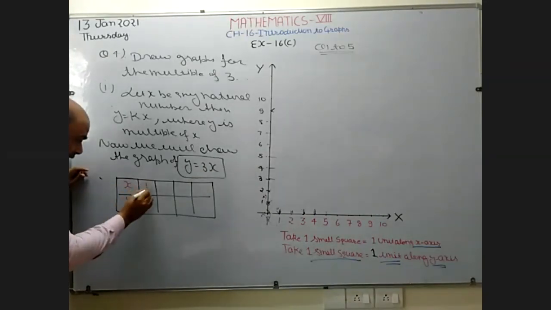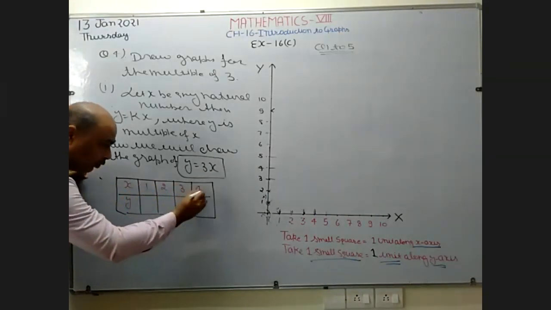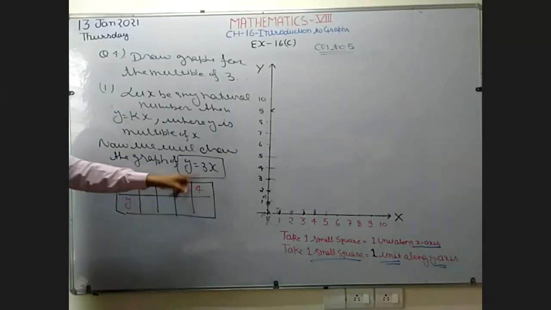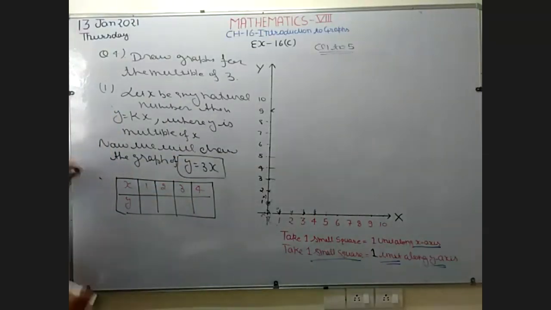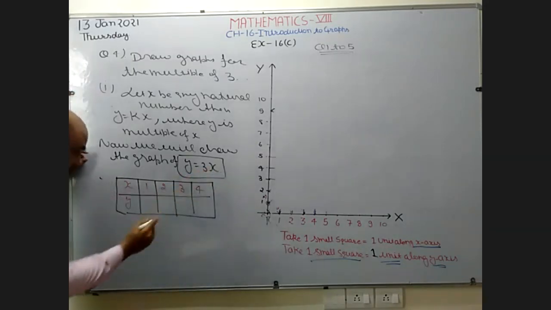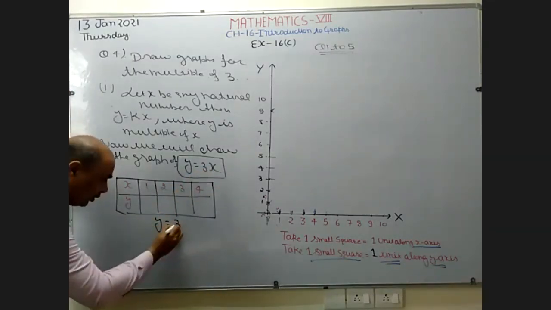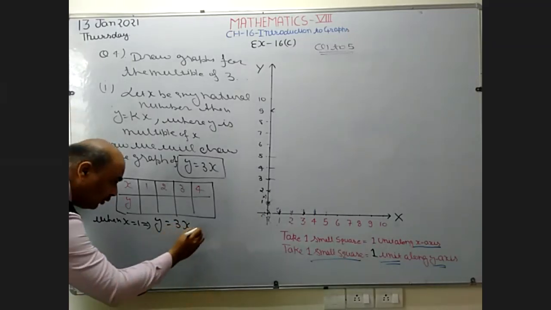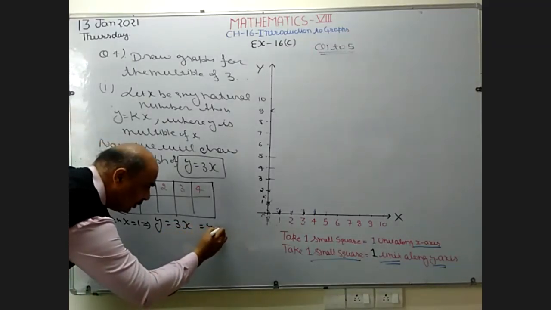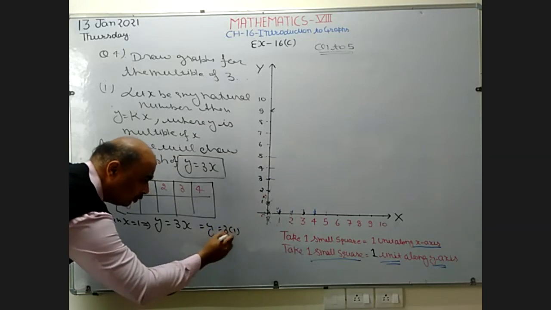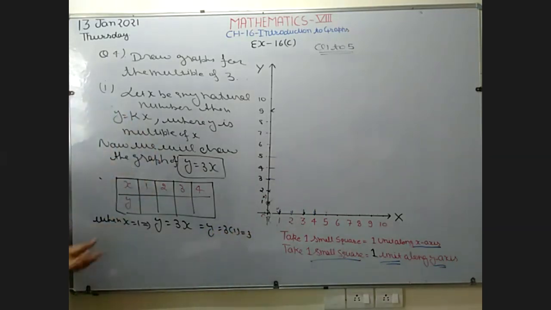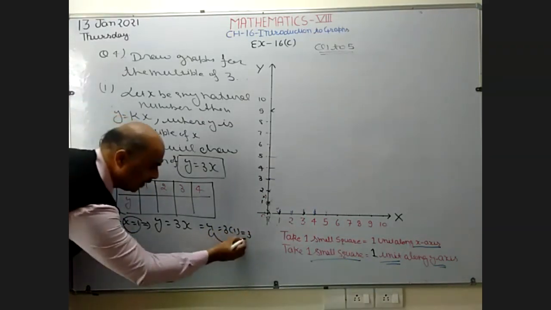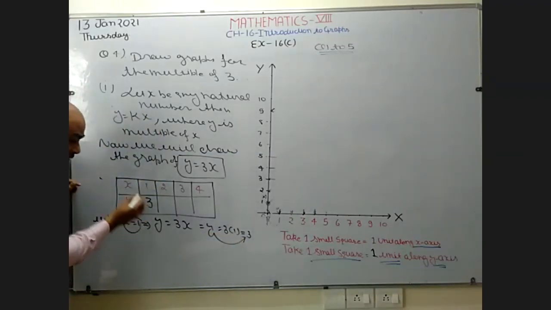I take 1, 2, 3 and 4. I take x values 1, 2, 3, 4. Now what is going to be the answer? The value of y is given as 3 times x. So here, when x equal to 1, change this x to 1. So 3 ones are 3. When the value of x is 1, the value of y becomes 3. So it means you have to write 3 here.